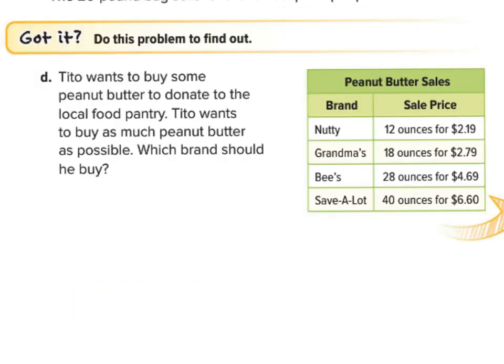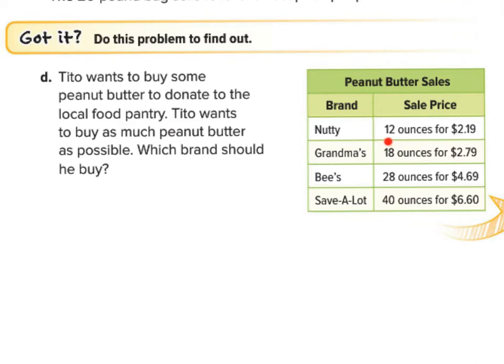Let's try this one. Tito wants to buy some peanut butter to donate to the local food pantry. Tito wants to buy as much peanut butter as possible. Which brand should he buy? So we have Nutty, Grandma's, Bees, Save-A-Lot. And we see how many ounces you get in each one and the price, correct? So here you get 12 ounces at $2.19.